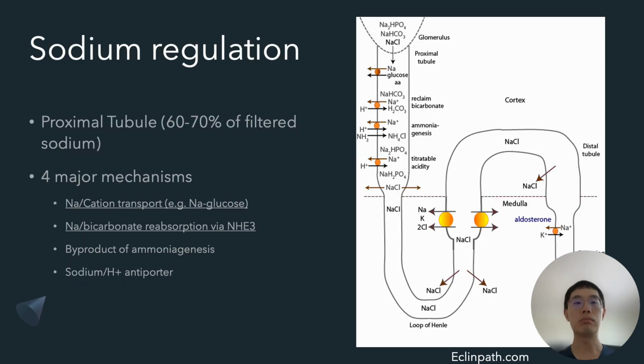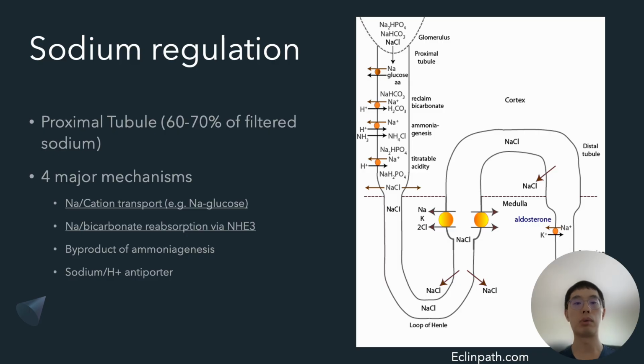In the proximal tubule, remember that most of the sodium that is filtered is reabsorbed here. There are 4 main mechanisms to allow for this to occur on the tubular side, including sodium cation transporters, such as the sodium glucose transporter as seen here in this figure. Sodium is also reabsorbed as a byproduct of bicarbonate reabsorption, which we'll be discussing more in depth when we discuss how our kidneys handle acid.